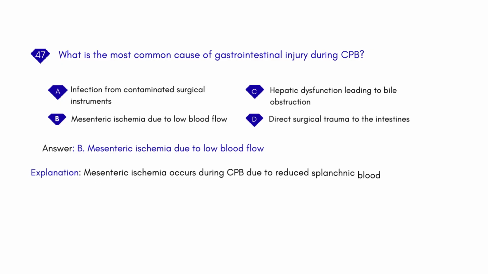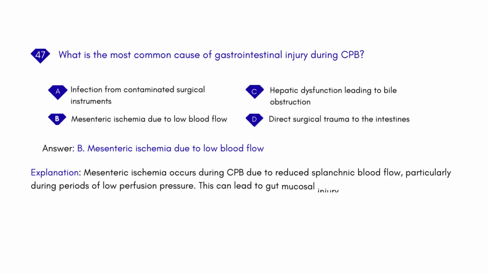Explanation: Mesenteric ischemia occurs during CPB due to reduced splanchnic blood flow, particularly during periods of low perfusion pressure. This can lead to gut mucosal injury, intestinal ischemia, or even gut necrosis in severe cases.